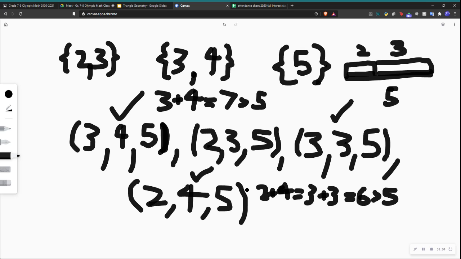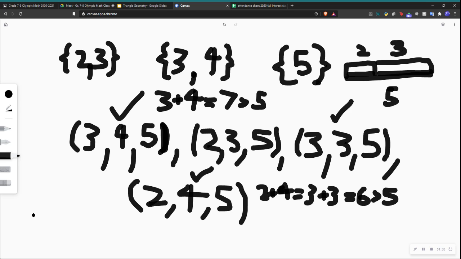Now, which ones form a right triangle? Someone tell me. I think there's only one. Yeah, there's only one. So remember the Pythagorean theorem, a squared plus b squared equals c squared. So a group has to satisfy that. Which one of these satisfies the Pythagorean theorem? No, it's 3, 4, 5.